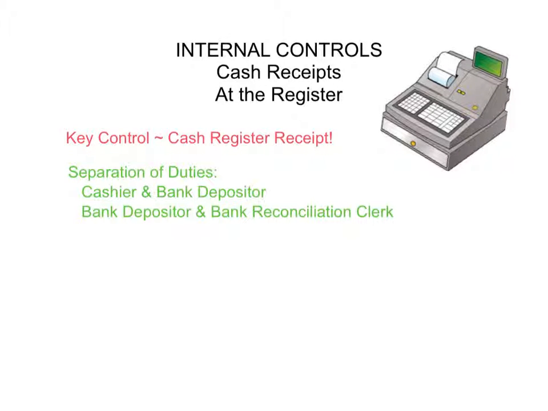Now let's move on and discuss some of our other internal control principles that have been previously discussed. For example, separation of duties. Let's see how separation of duties applies to cash register receipts. First of all, the cashier, who is actually entering the transaction into the system, must be separated from the person who is actually going to deposit the daily cash receipts at the bank. These two separate individuals are a check on each other.